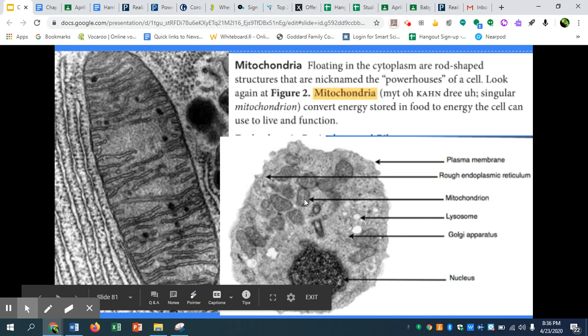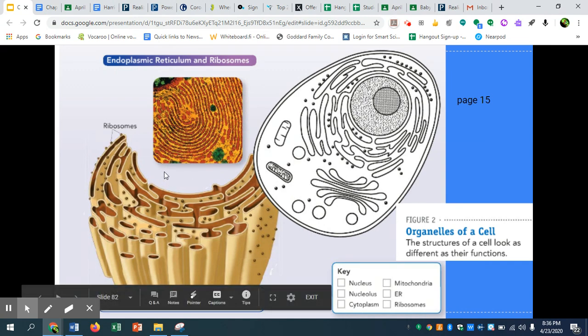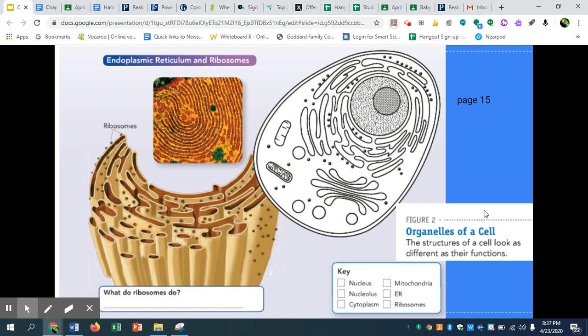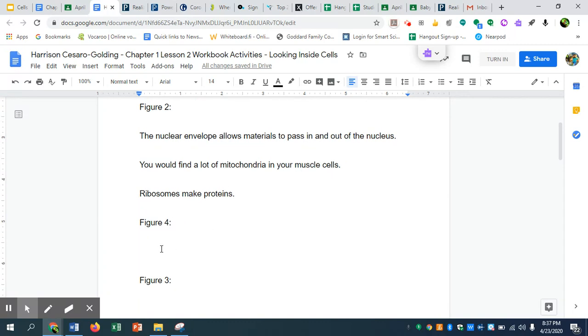All right, so next up, this is actually the rest of figure 2, believe it or not. The next one says, what do ribosomes do? Okay, so the answer to that question that we learned from the other page is that ribosomes make proteins. That is the big function of the ribosomes. So then we can just hit enter and we can write ribosomes make proteins. Everything spelled correctly. Woo! Okay. So we're actually going to move on to figure 4 next. We're going to skip figure 3 for now.